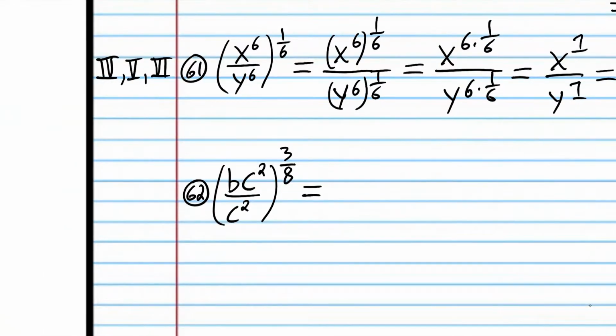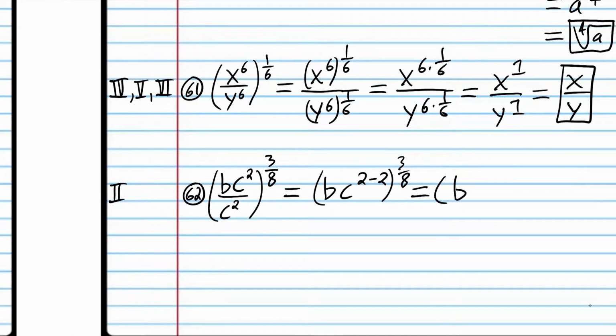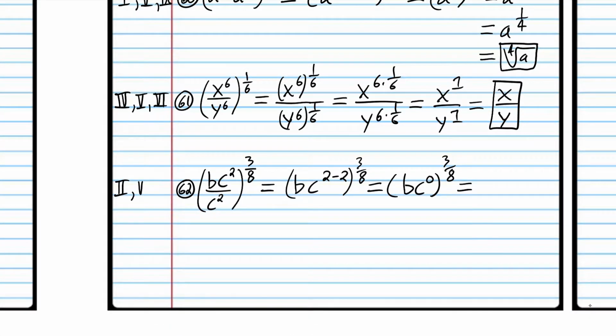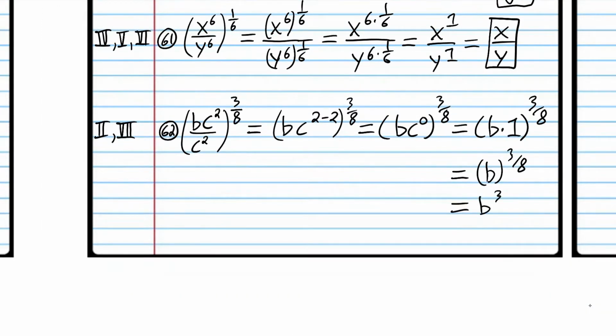Okay, on to number 62. We're going to use rule number 2, and that tells us to subtract the exponents when you're dividing powers. And so then we get c to the 0 power. And anything raised to the 0 power is 1. That's rule number 7. So we get b times 1 raised to the 3/8. And b times 1 is just b, obviously. And to be honest with you, you don't really need those parentheses anymore. So we can just get rid of those, and you don't really have to write that step. And now we're going to use rule number 10, which tells us that that fraction power is going to be the 8th root of b, all raised to the 3rd power.